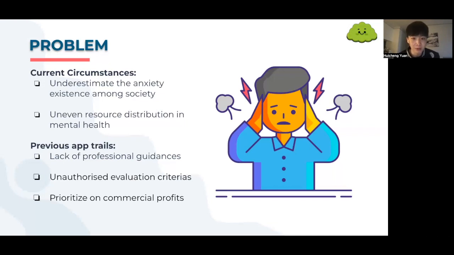Regarding current anxiety mobile health apps, we have identified three key problems. Firstly, there is a lack of professional guidance, which undermines the effectiveness and safety of the app for users. Secondly, unauthorized evaluation criteria compromise the reliability and accuracy of information and services. Lastly, most existing apps prioritize commercial profits over the well-being of their users.